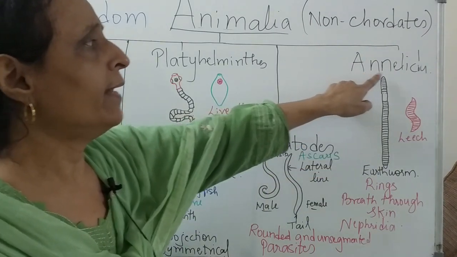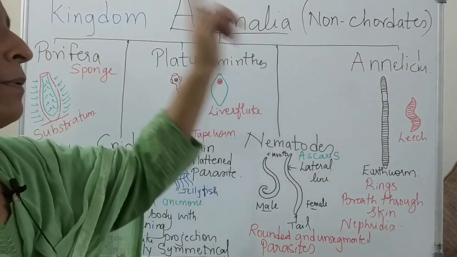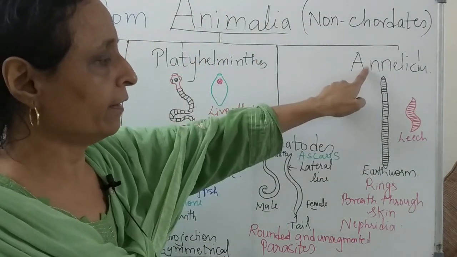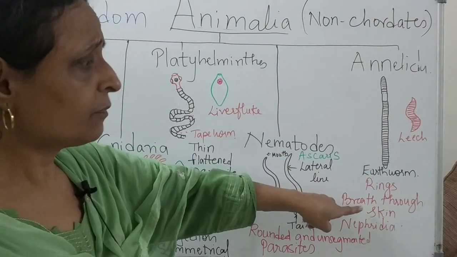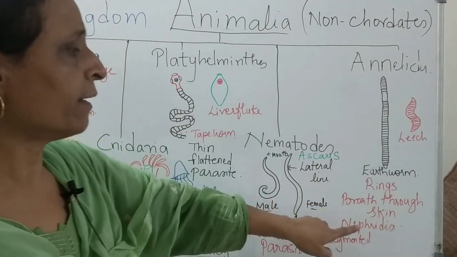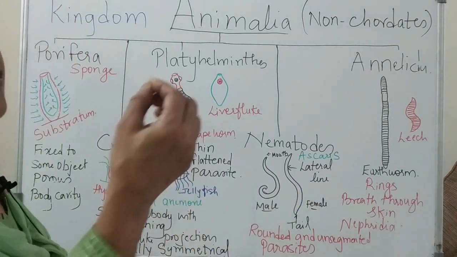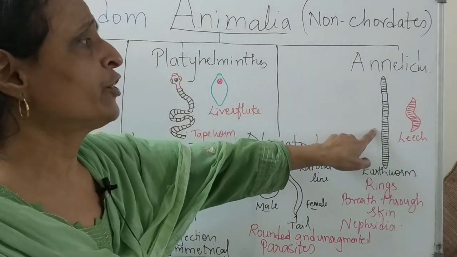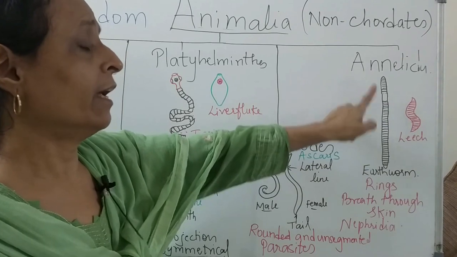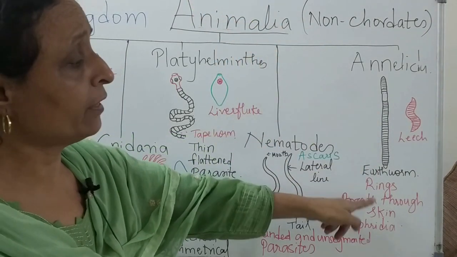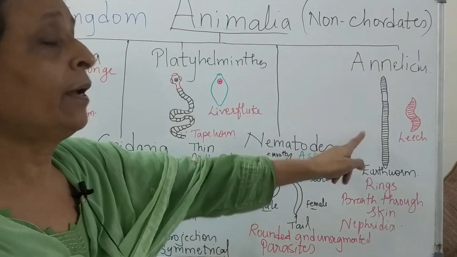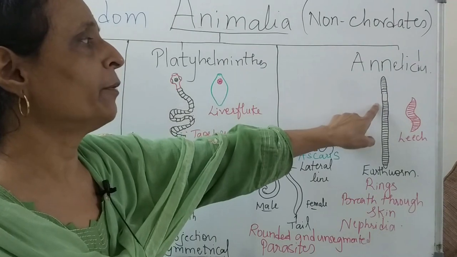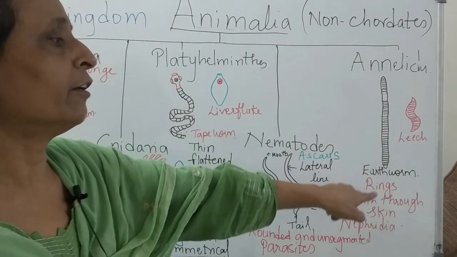So here Annelida, the character which is present is segmentation. Segments are present in Annelida. Rings. Leech breaks through the skin. Now nephridia is a structure, a small organ which helps in excretion in the case of earthworm. In earthworm there is nephridia which is present, which gives out the waste. Respiration is carried out by the moistened skin of the earthworm.